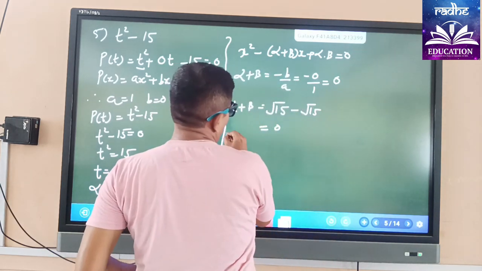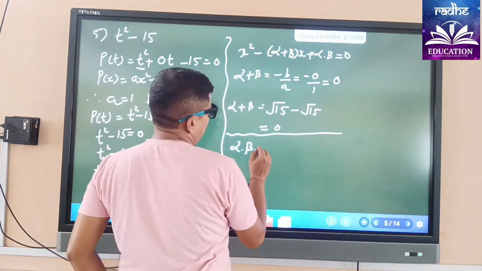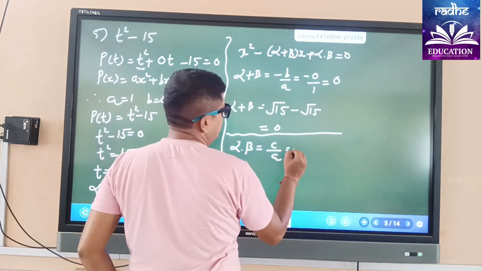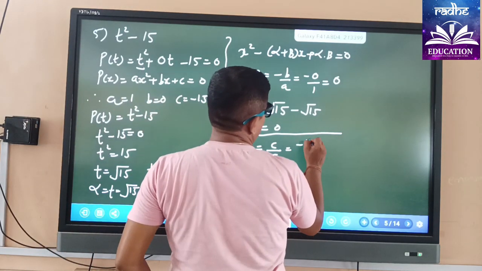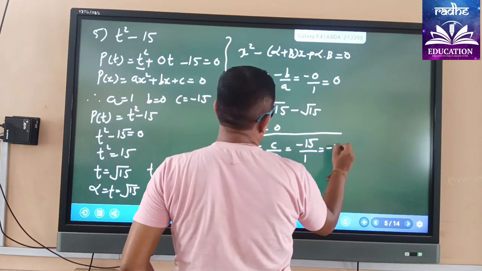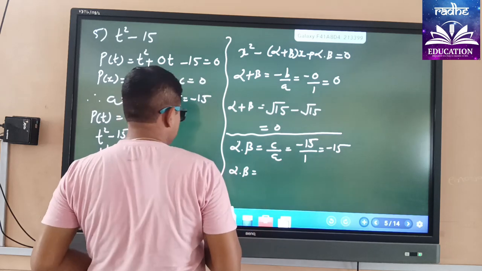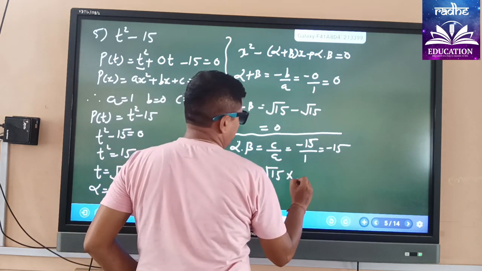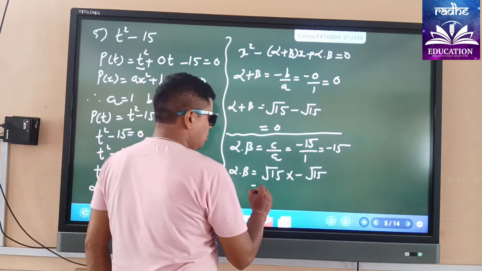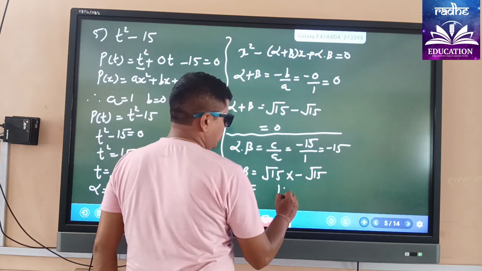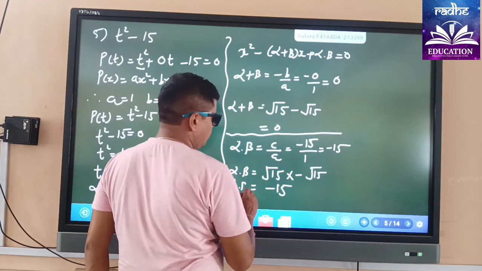In the same way we can do the other thing, that is the product of the zeroes, alpha into beta, equals c by a. What is the value of c given? The value of c is given as minus root 15. And what is the value of a given? 1. So it is minus 15. Correct here. And alpha into beta: alpha is given root 15, beta is given minus root 15. Root 15 into root 15 is 15, and this minus sign, so minus 15. So in that way also we can verify.